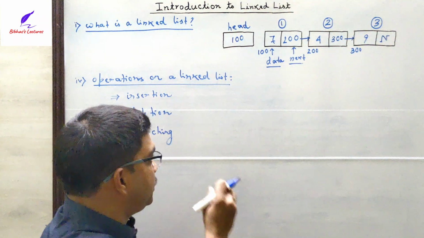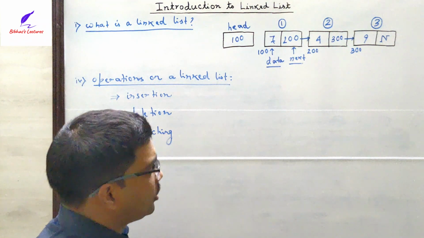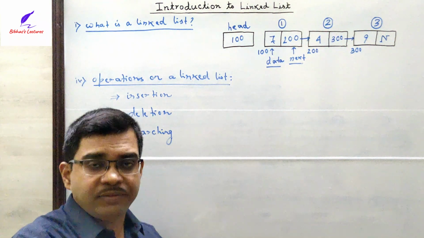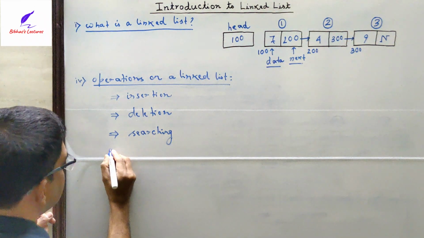If it matches the key value that you want to search, then our searching operation will become successful. Otherwise you will print that the data value or the key value is not present in the list. Okay, so this is the searching operation.